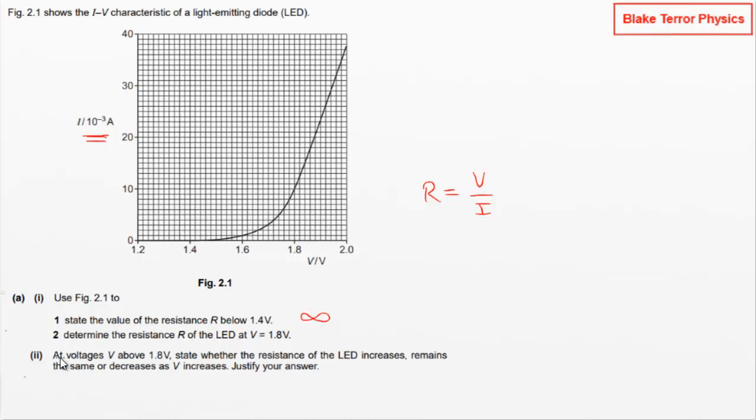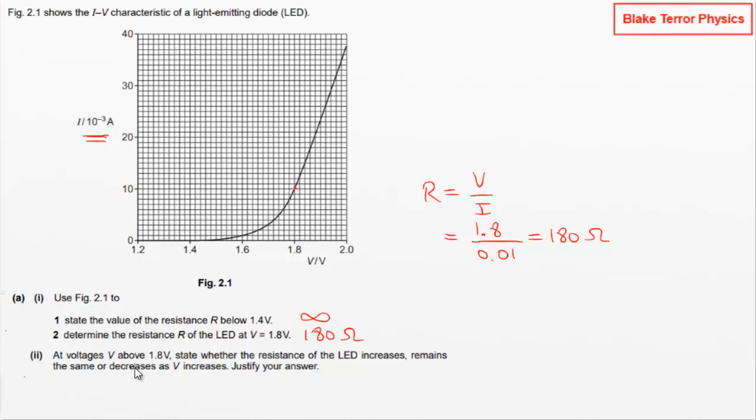We can then use this again where it says then determine the resistance R. That V is 1.8 volts. So we're going to have 1.8 divided by whatever the current is at 1.8 volts, which is 10 milliamps, 0.01. That's 100 times 1.8, which is 180 ohms. So we got 180 ohms there. So a couple of quick calculations.